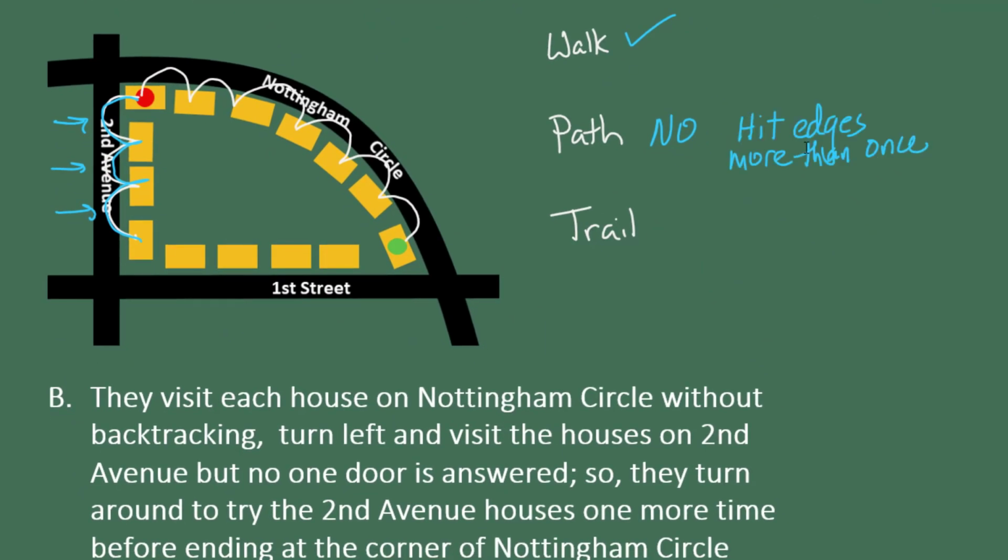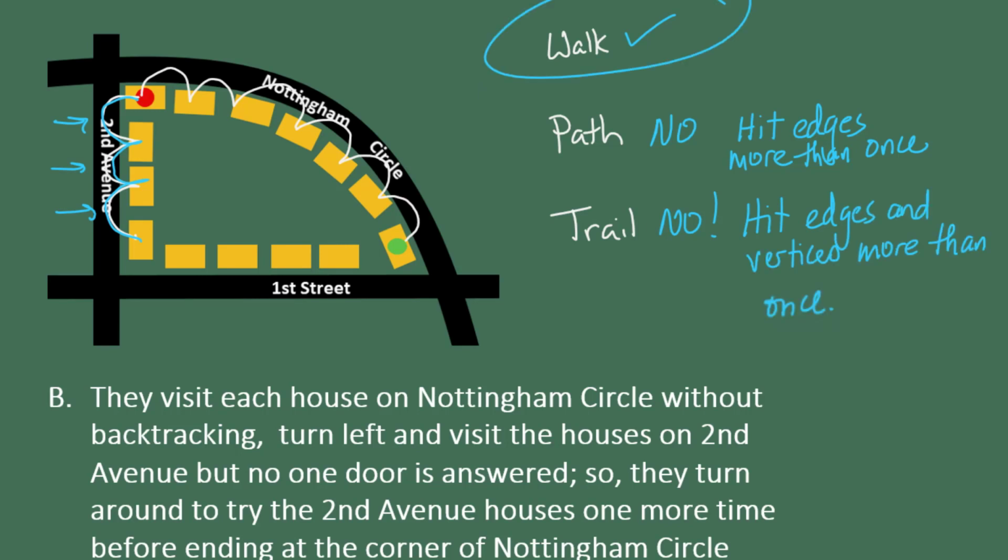And by the way, that means that it cannot be a trail either. Why? A trail has an even more strict requirement, and that is that not only can it not hit the edges, but it can't hit vertices more than once. Both things have occurred here. It hit edges and vertices more than once. This was actually only a walk.